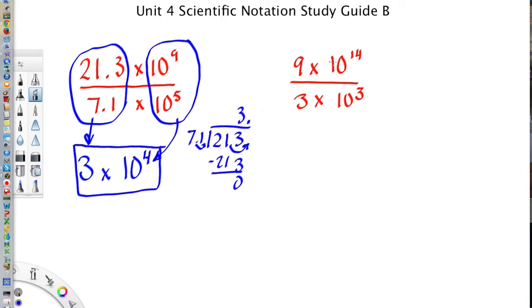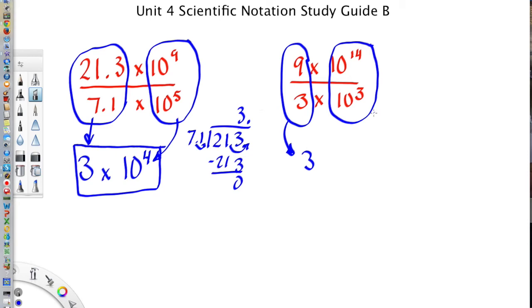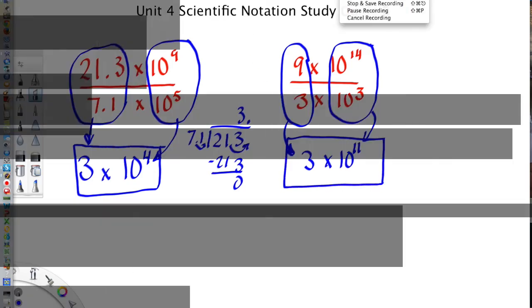Here I have 9 times 10 to the 14th power divided by 3 times 10 to the 3rd power. This will be easy enough. 9 divided by 3 is 3. And 10 to the 14th power divided by 10 to the 3rd power is going to be 10 to the 11th power, because 14 minus 3 is 11. And this is also in scientific notation. And I am done with those 2 problems.